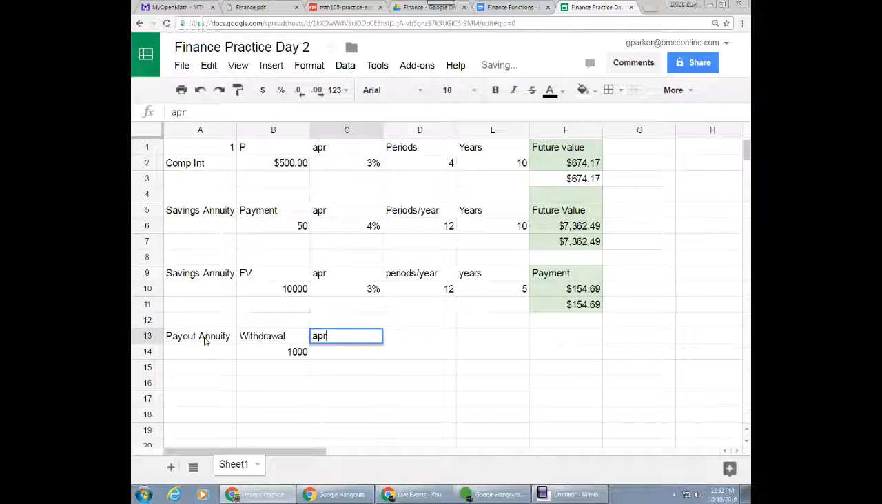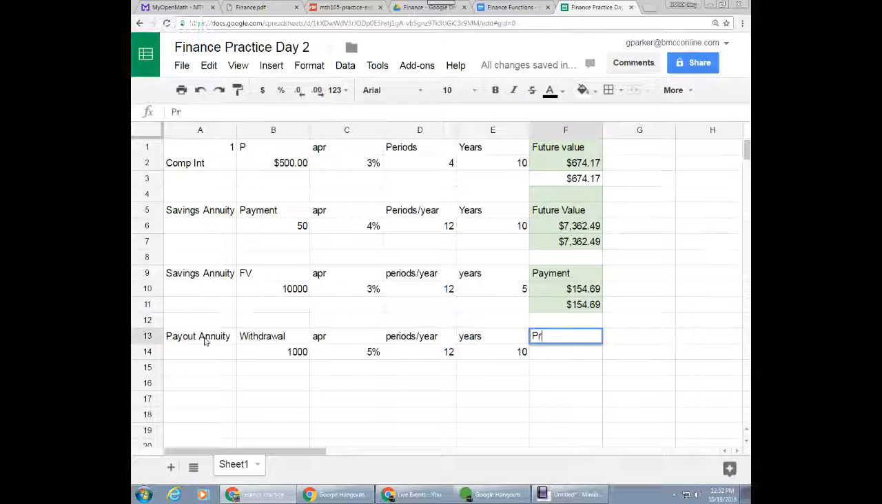My APR, 5%, periods per year. That is my 12. And I'm going to do this for, what did I say, 10 years? Years is 10. So I'm going to do the easy formula first.